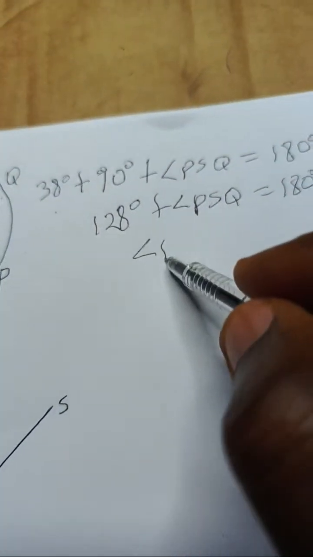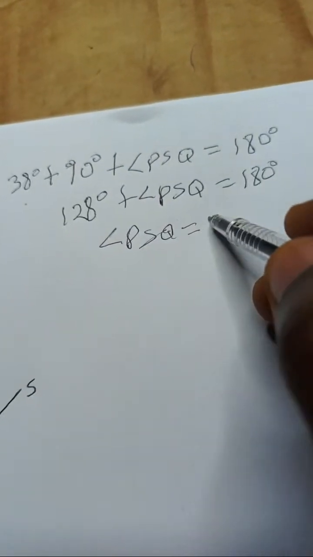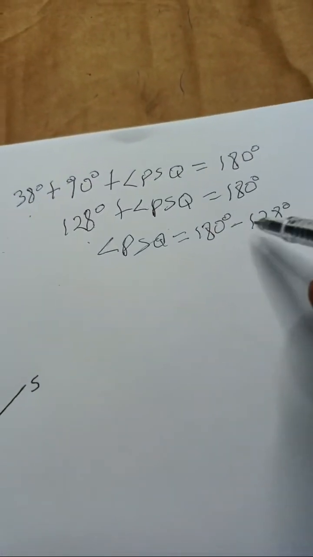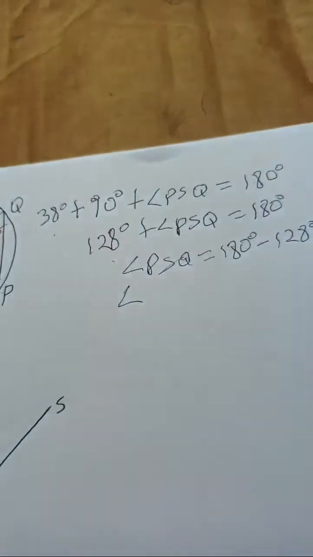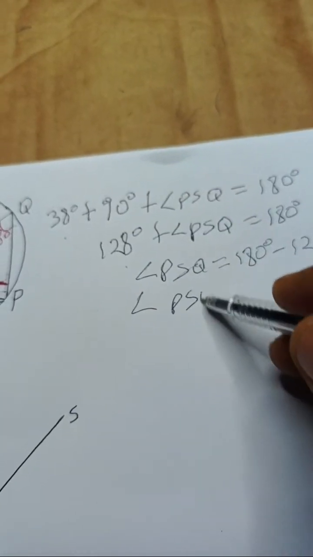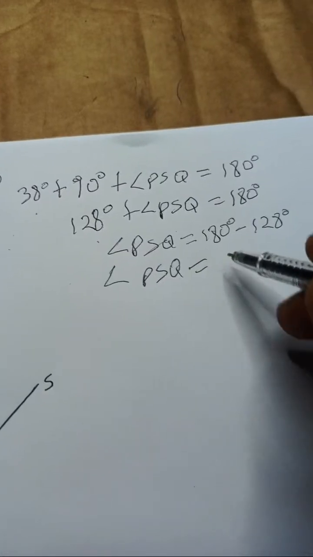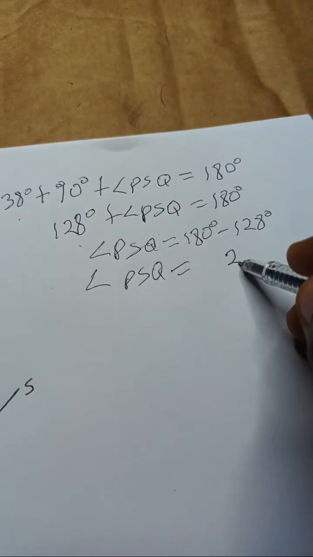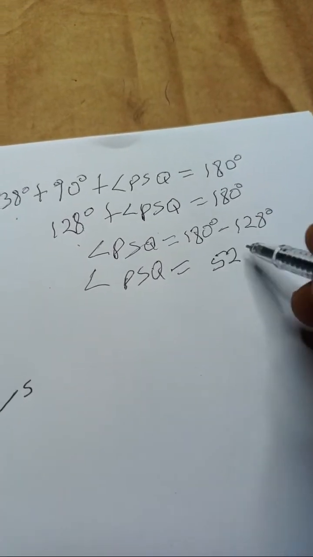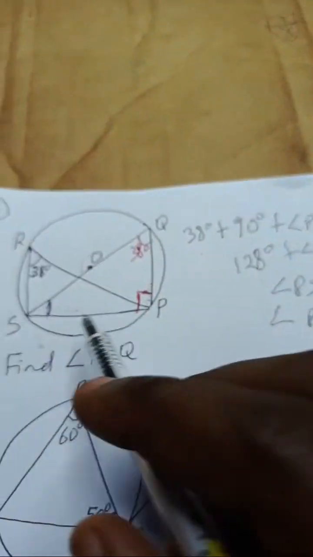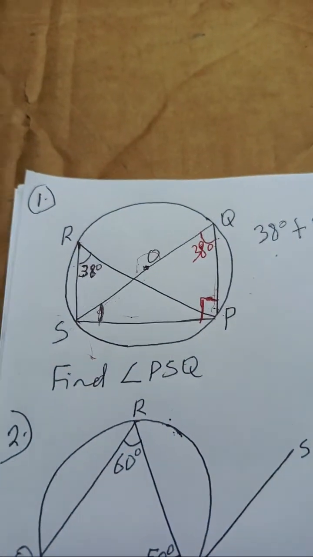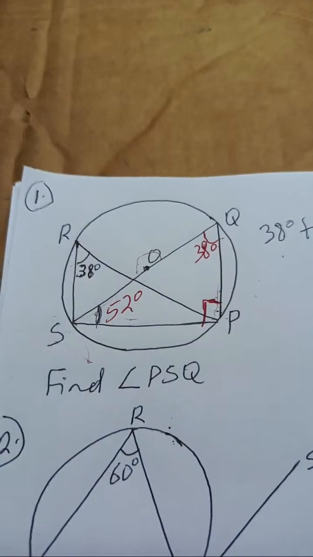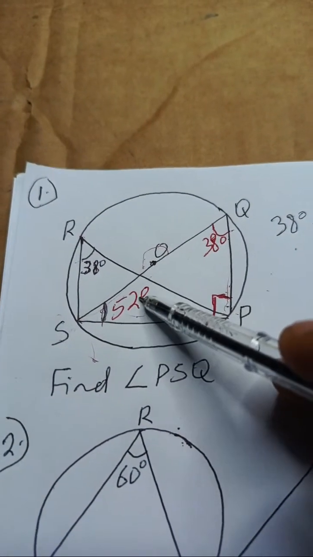So our angle PSQ will be equal to 180 degrees minus this 128. Angle PSQ will now be equal to 180 minus 128, and that should be 52. So here, we have 52 degrees. And they say we should find angle PSQ, so that's our angle PSQ.